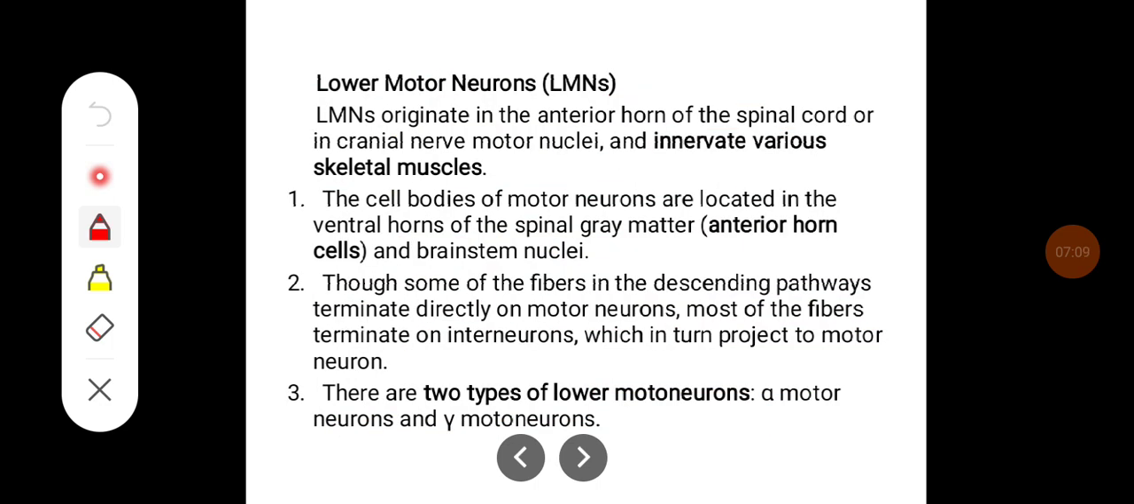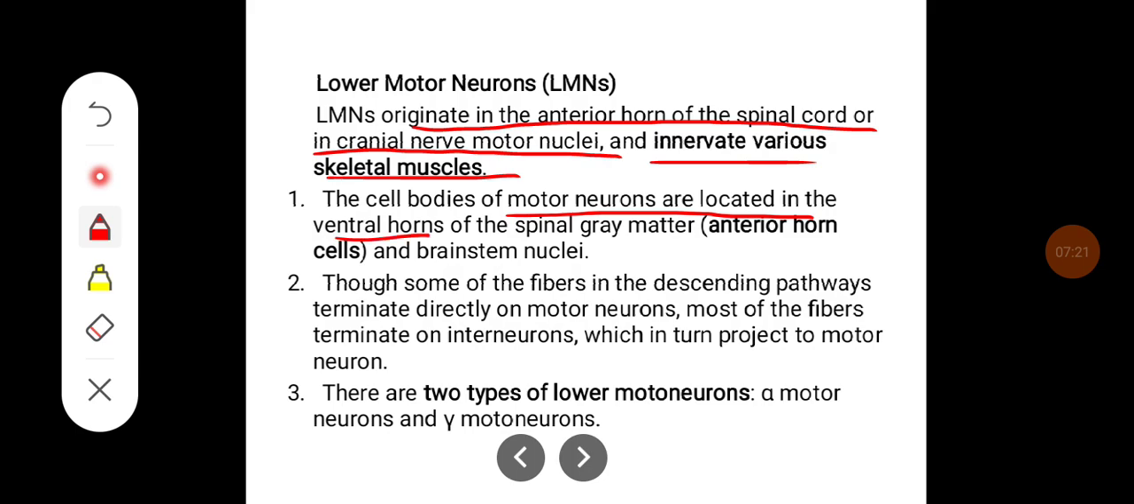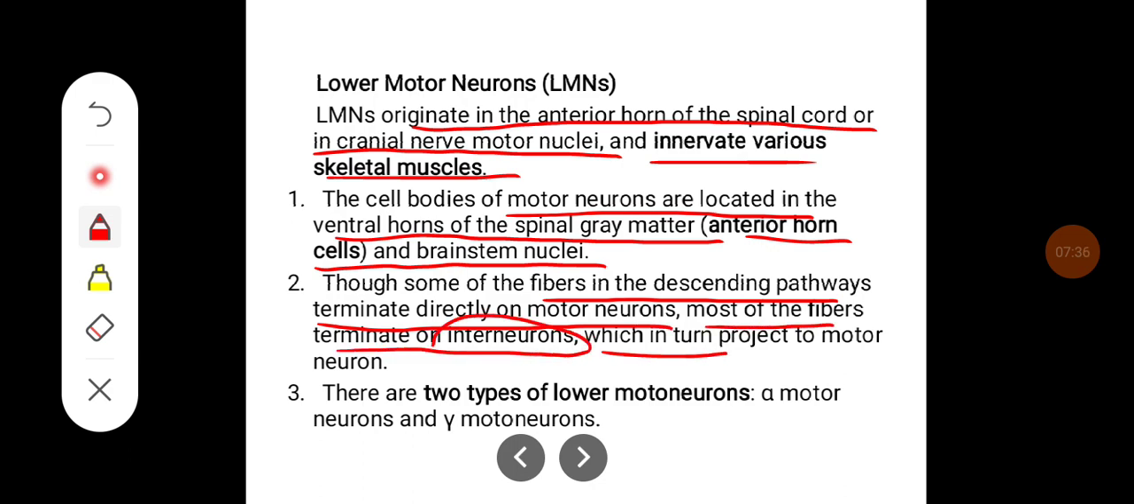Lower motor neurons originate in the anterior horn of the spinal cord or in the cranial motor nuclei and innervate various skeletal muscles. The cell bodies of motor neurons are located in the ventral horns of the spinal gray matter, that is, anterior horn cells, and brainstem nuclei. Though some of the fibers in the descending pathways terminate directly on the motor neurons, most of the fibers terminate on interneurons, which in turn project to the motor neurons. There are two types of lower motor neurons, that is, alpha motor neurons and gamma motor neurons.